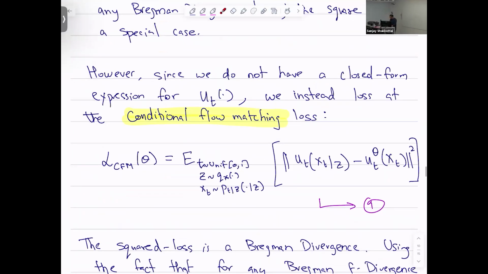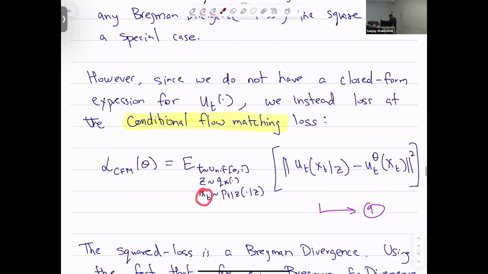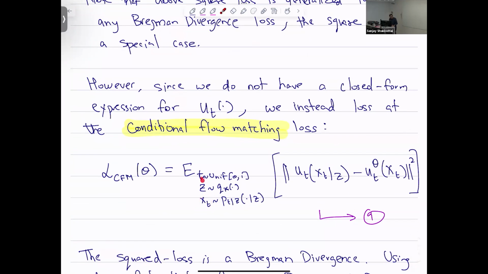So instead, what you could do is something else, which is what they call the conditional flow matching loss. The conditional flow matching loss is the following. Pick a t uniform 0 to 1. Pick an x_t not from the marginal of p_t, but first pick a sample from the data distribution, and then conditioned on it, look at the distribution of x_t. So this is the conditional distribution. So x_t is now a sample from those paths that lead to that z.